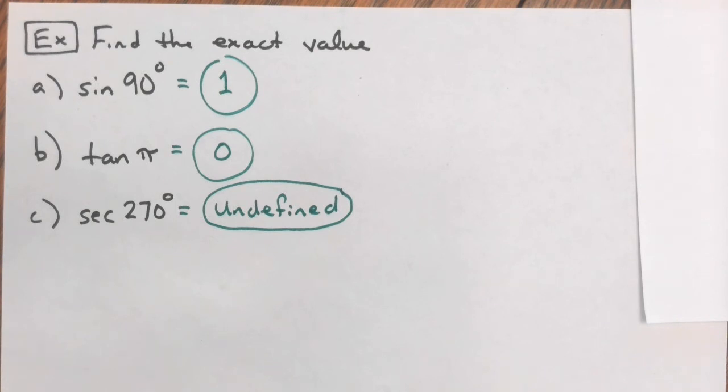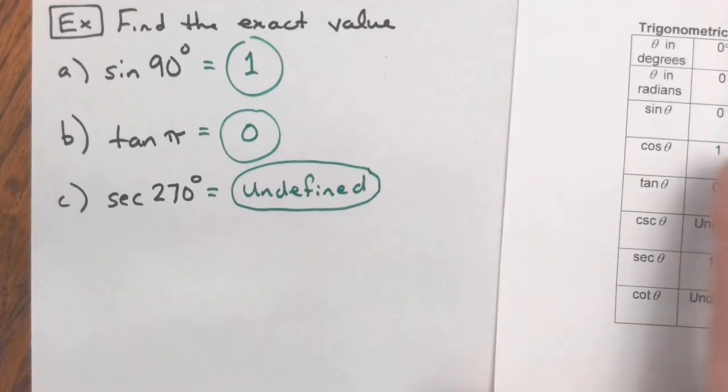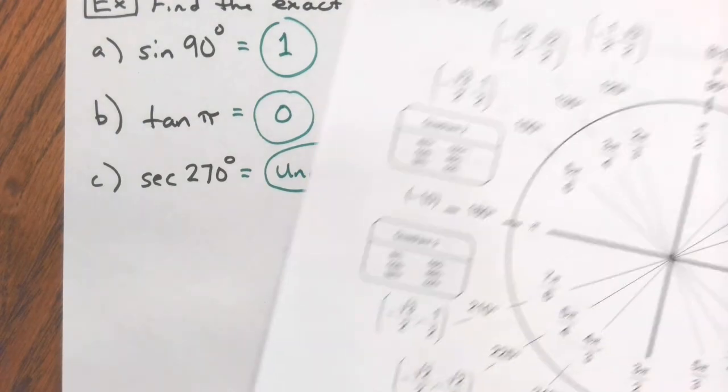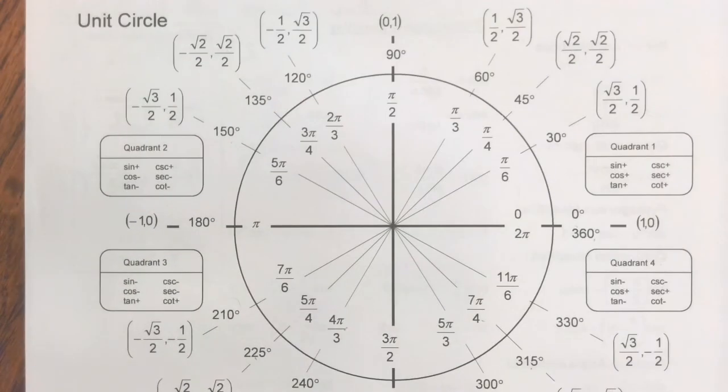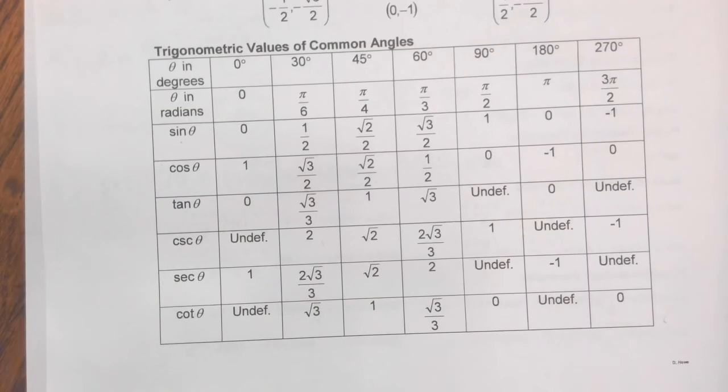So if the directions say find the exact value, I would start by taking a look at your angle and seeing where that lies on your unit circle. And if it's on the x or the y-axis, then I would just go and grab the answer off of the table on the bottom.